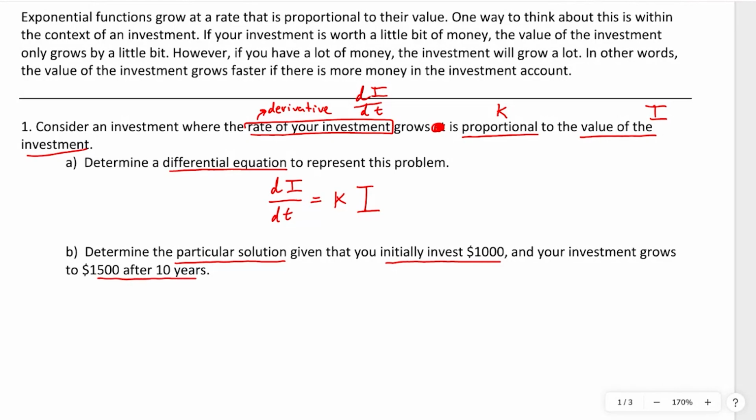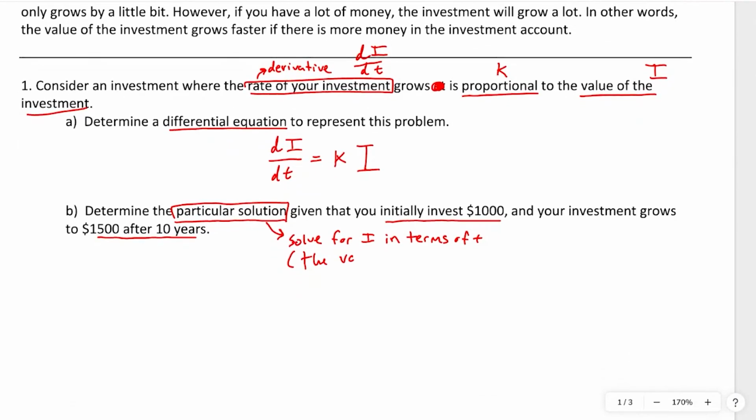So what we're implicitly given here are two coordinates on our function for I. And that's what we want to find. When it says determine the particular solution for your investment, what we're trying to do is solve for I in terms of t. That's the value of the investment.